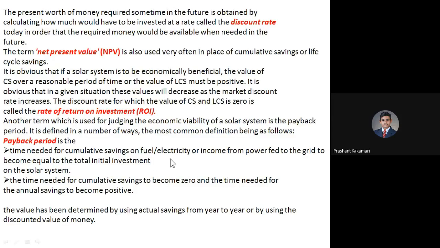So the time needed for cumulative savings on the external fuel or electricity supply, or income from the power fed to the grid. Whatever you have generated on site, you may get some income or profit when you are supplying to the grid without any taxes to the government. When that income or profit becomes equal to the total initial investment, once you reach the zero point on the graph I showed, where the cumulative income equals the investment on the entire plan, then I can talk about the payback period.